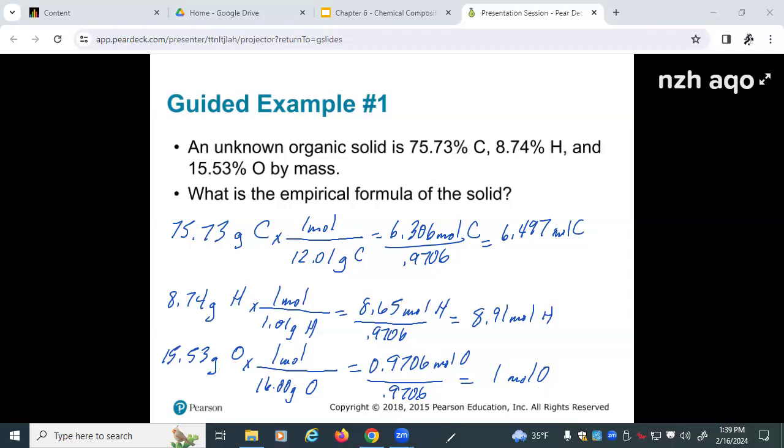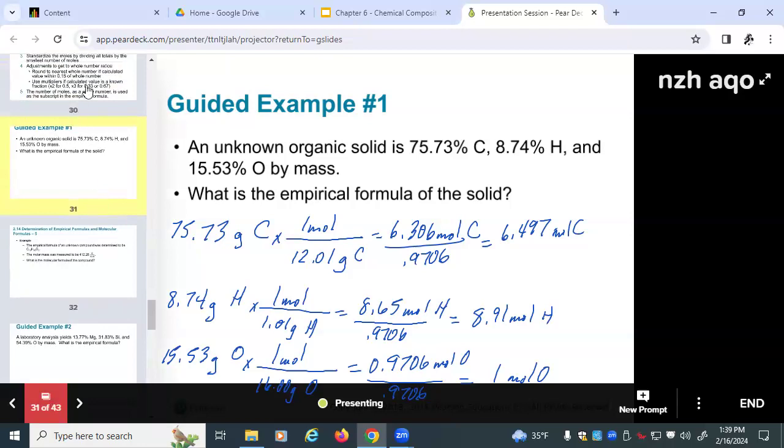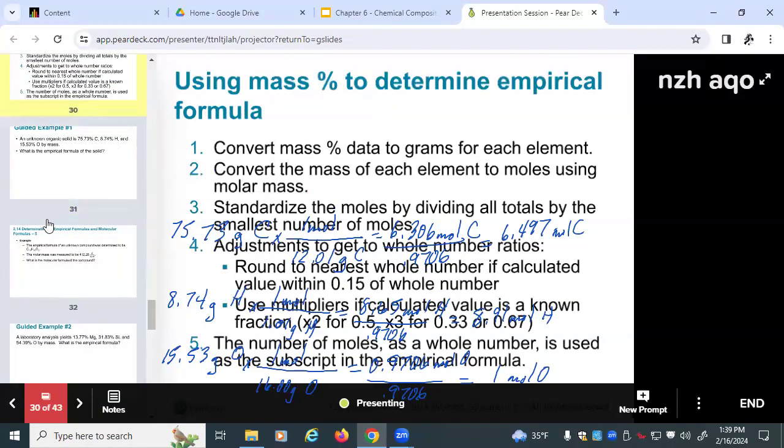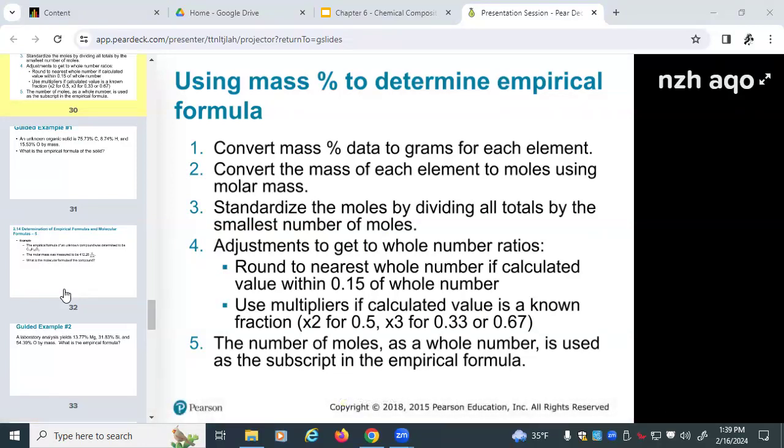And so here's where we want to go back to those guidelines that we saw on the previous slide. So clear this up just for a second. Any number within 0.15 of a whole number, we can round to that whole number. So we had that 8.91. 8.91 is close enough to 9 that we're going to call it 9 and be pretty confident about it being 9. Now, the 6.497, we're not really close to any whole number there. We're kind of smack dab in the middle.